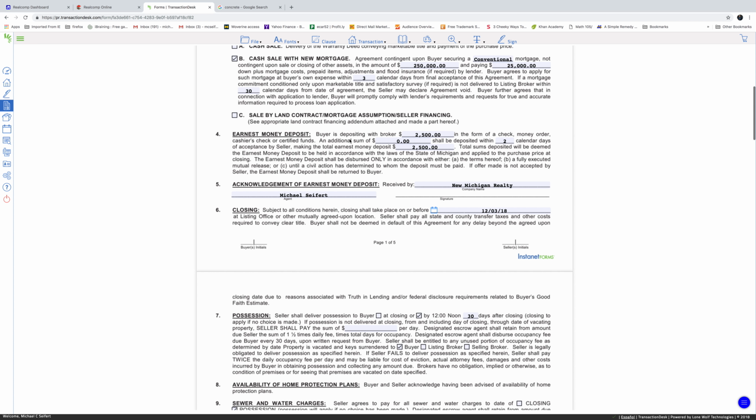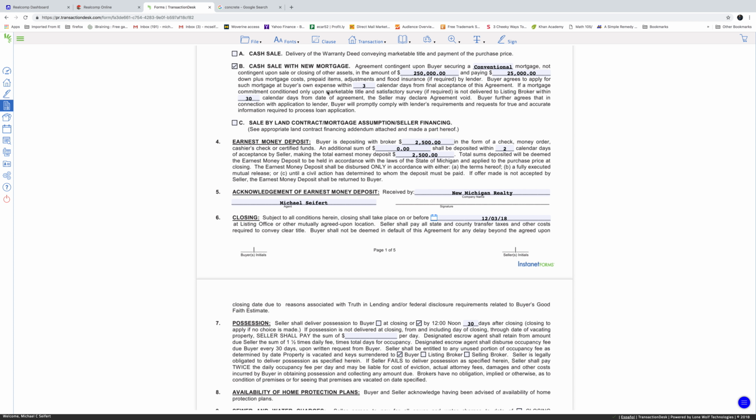So let's see here. So marketable title. Another thing I want to mention, marketable title. What that means is that the seller has the ability to sell the property, that there's no liens on the property, that to their best knowledge, it's marketable.